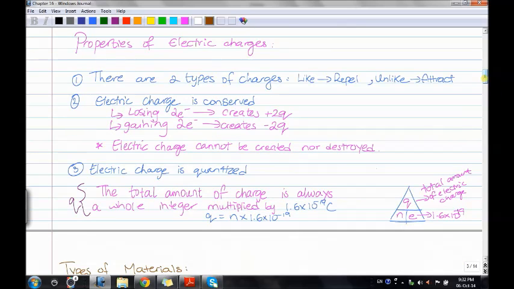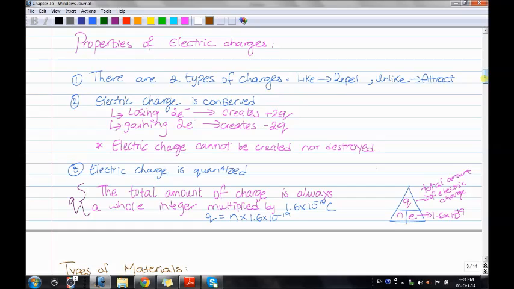First of all, there are two types of electric charges: like charges, which repel, and unlike charges, which attract. Second, electric charge is conserved. Losing two electrons creates positive 2q. Gaining two electrons creates negative 2q. Electric charge cannot be created nor destroyed.